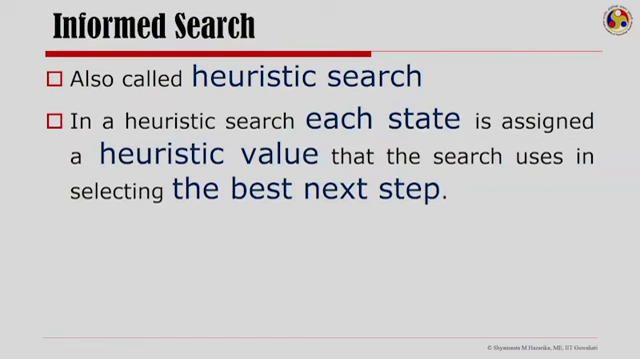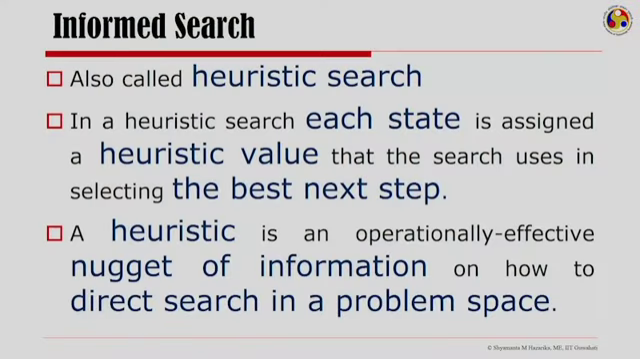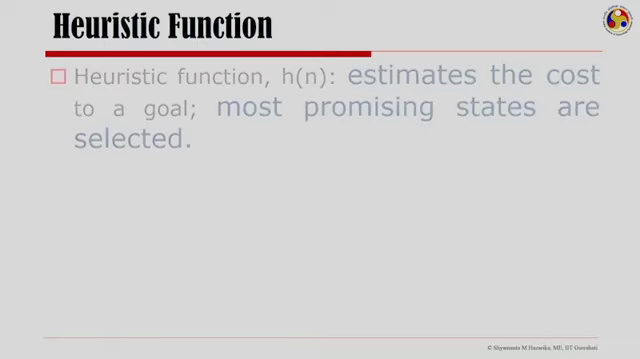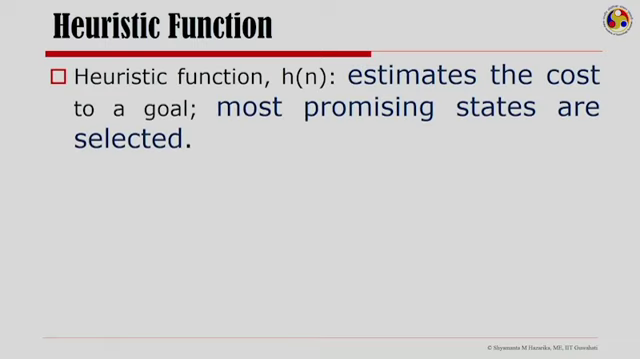In a heuristic search, each state is assigned a heuristic value, a value that somehow reflects its importance in the search and is used in the search to select the best next step. A heuristic is an operationally effective nugget of information and directs the search in a problem space. We have looked at heuristic functions in great detail in our last lecture. We continue here with a review.